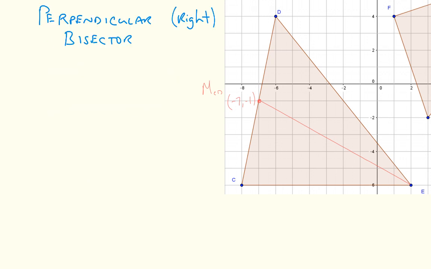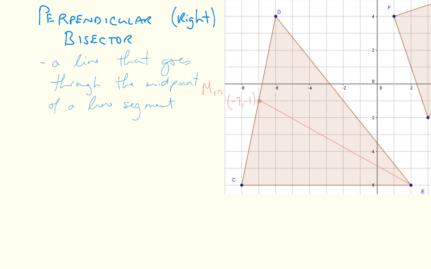A perpendicular bisector is, well, what it is right in its name. It's perpendicular, so it goes through a line segment at a right angle, and it's a bisector, so it cuts a line segment in half. So by definition, we would say a perpendicular bisector is a line that goes through the midpoint of a line segment. In this case, our line segment is probably the side of a triangle, at a right angle, or perpendicular to it.